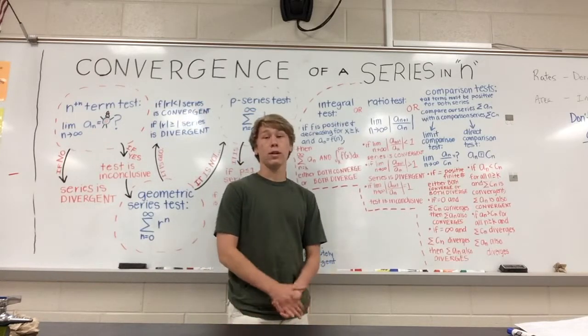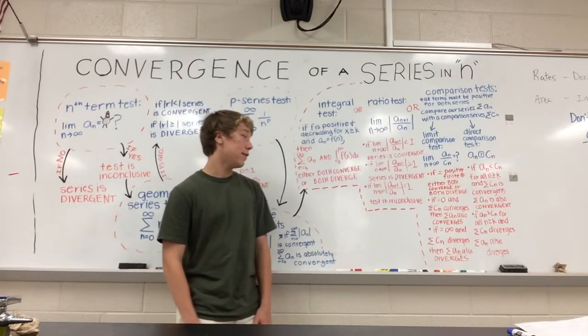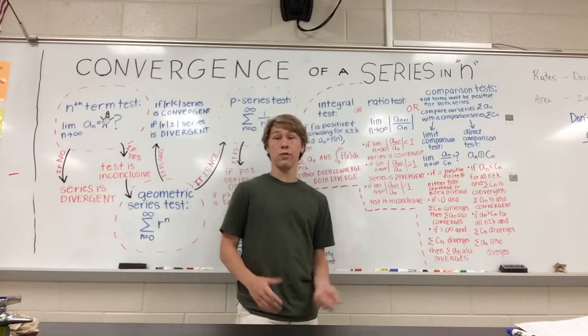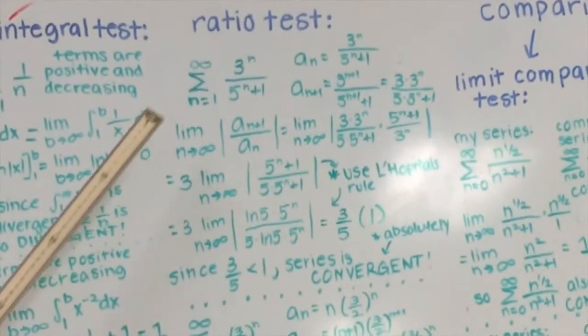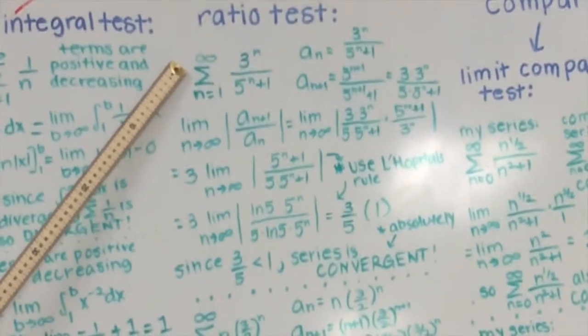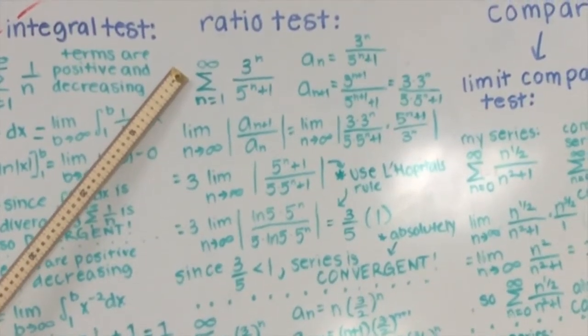If it's greater than 1, then it's going to be divergent by the ratio test. If it is equal to 1, the test is inconclusive and you're going to have to try something else. Examples for the ratio test. For our first example, we have the series of 3 to the n over 5 to the n plus 1.